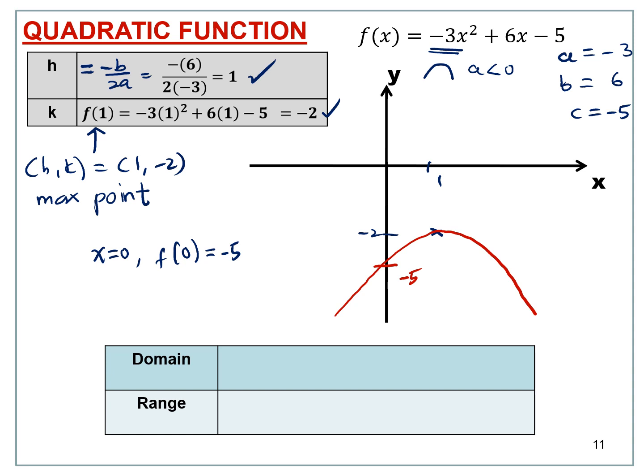Okay, alright, so how to write the domain? The domain, all the set of x are defined, and then the range, the graph starts at negative 2 and below, so we write negative infinity, comma, negative 2, closed, or y less than or equal to negative 2.